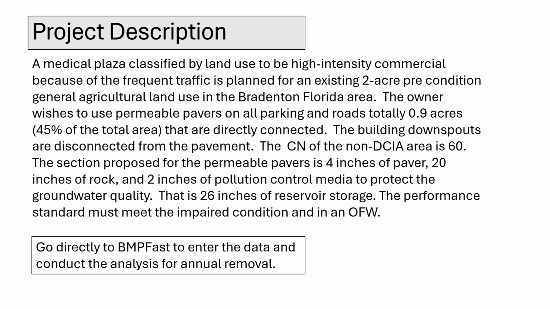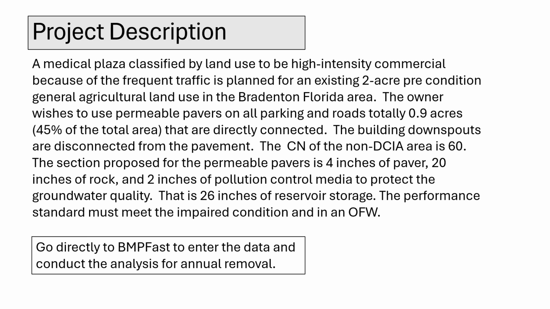The permeable paver section itself is designed with 4 inches of paver, 20 inches of rock, and 2 inches of pollution control media, specifically included to protect groundwater quality. This layered system provides a substantial 26 inches of reservoir storage. The project must meet a specific performance standard, addressing an impaired condition and being situated within an outstanding Florida water, or OFW. We will now take this project description and go directly into the BMPFast software to enter all of this data and conduct the analysis for annual removal.